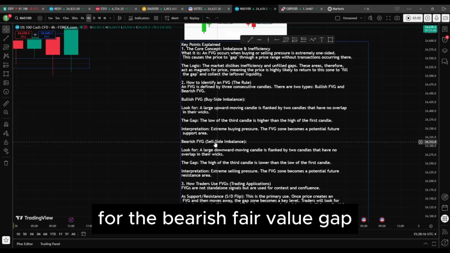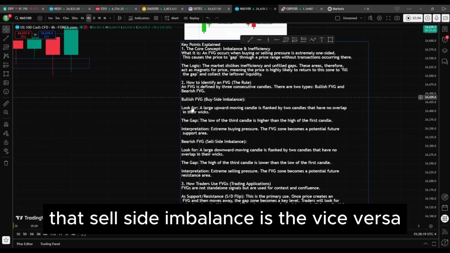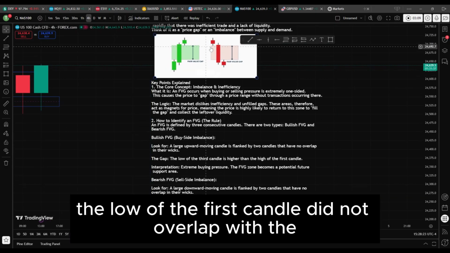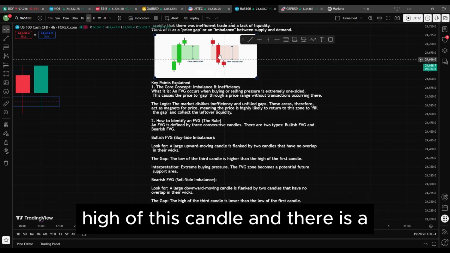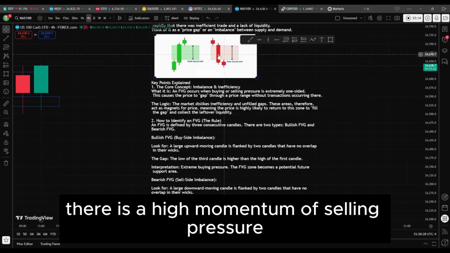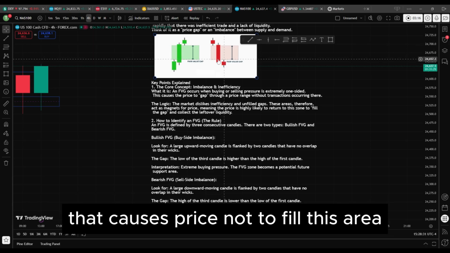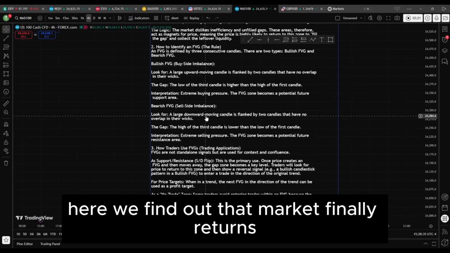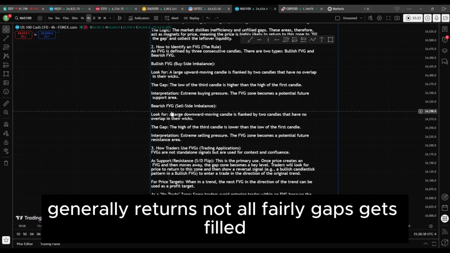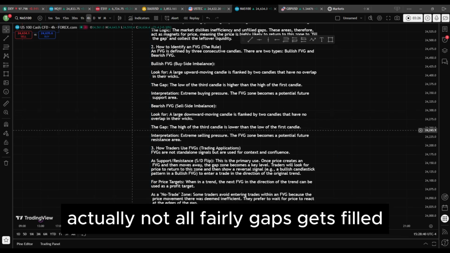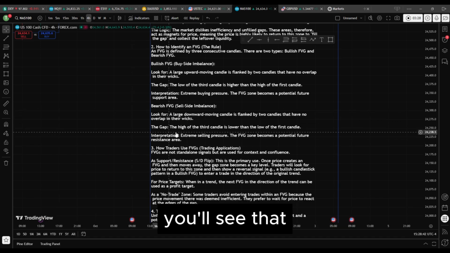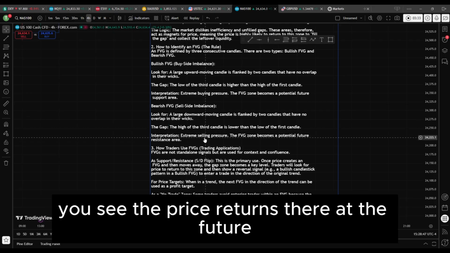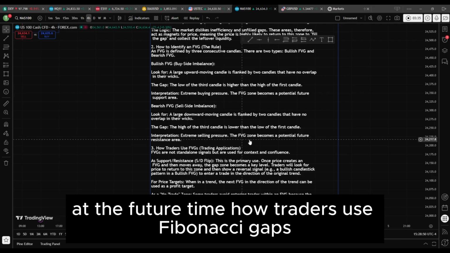For the bearish fair value gap, the sell-side imbalance is the vice versa of the bullish fair value gap. For the bearish fair value gap, you see the low of the first candle did not overlap with the high of this candle, and there is high momentum of selling pressure that causes price not to fill this area here. We find that the market generally returns. Actually, not all fair value gaps get filled. You'll see the imbalance that happens in buying or selling, and the price returns there at a future time.